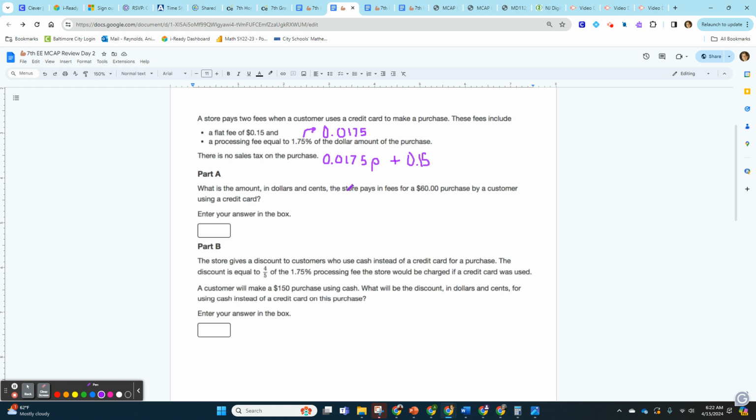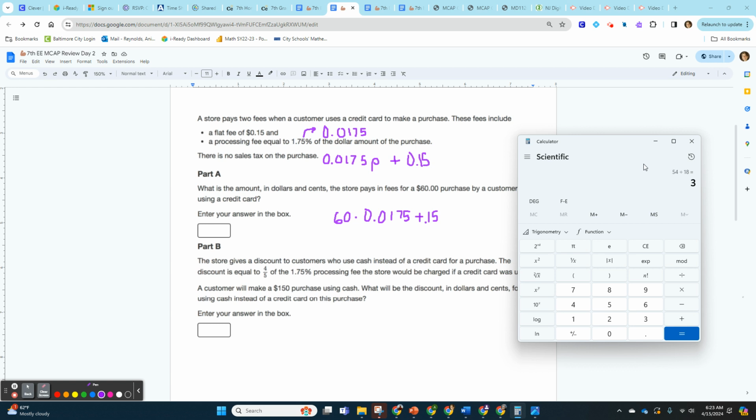What is the amount the store pays in fees for $60? So I'm going to take my equation I just made up here and plug in 60 for P. So 60 times 0.0175 plus 0.15. 15 cents, not $15, right? You're not going to pay a $15 fee for using a credit card. And when you have real world problems, guys, that's a reminder: always make sure your answer makes sense.